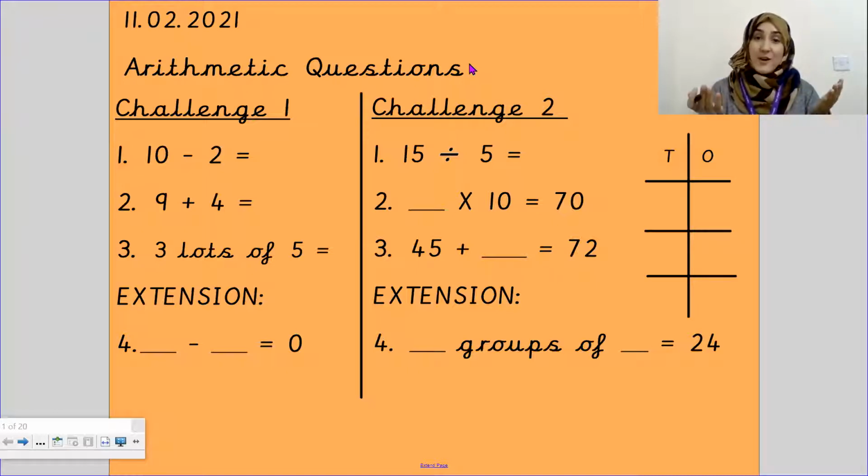In front of you, you have your arithmetic. If you usually complete challenge 1, then please go ahead and complete challenge 1. If you usually complete challenge 2, then please pause the video here, complete challenge 2, and once you unpause, we will go through the answers. Good luck and see you in a few minutes.